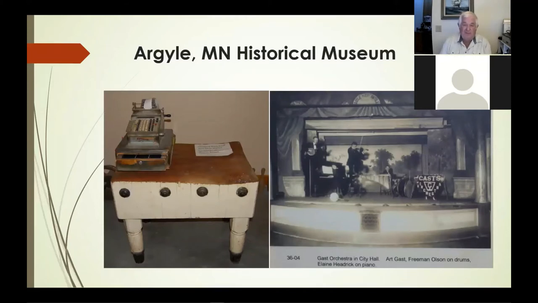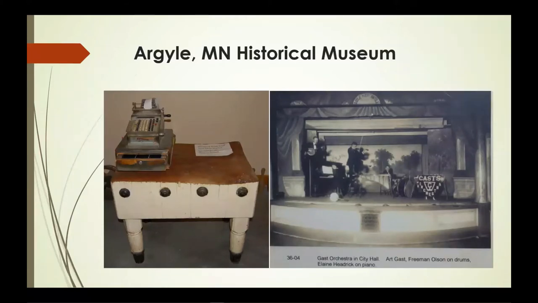Here's an example of what I found in the Argyle, Minnesota Historical Museum, which is in Marshall County in Minnesota. And that was my home county. I grew up in New Folden, Minnesota, long, long, long time ago. Anyhow, in the Argyle Museum, on the left-hand side, you see an old cash register. And you'll see what is a butcher block table where they cut the meat. And you can see the indentation from the years of use on the right-hand side. And it was from the Gast butcher shop in Argyle, Minnesota.